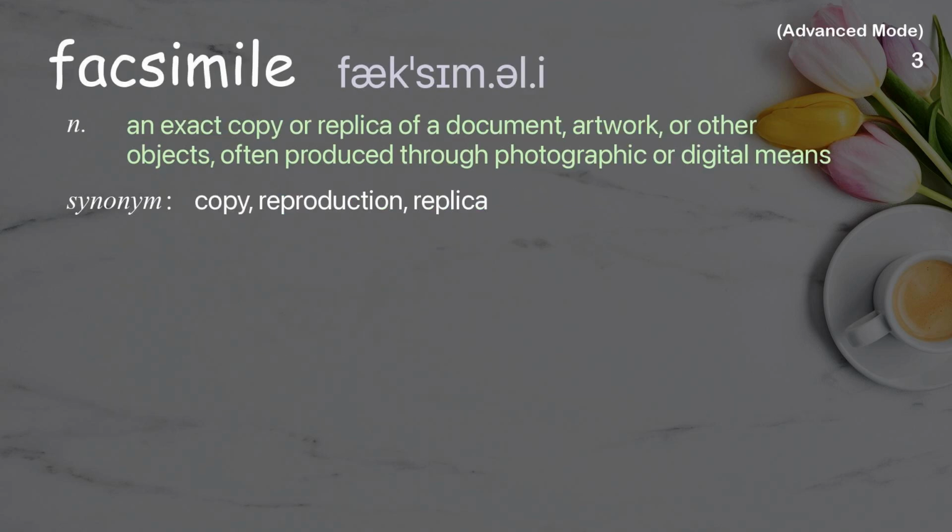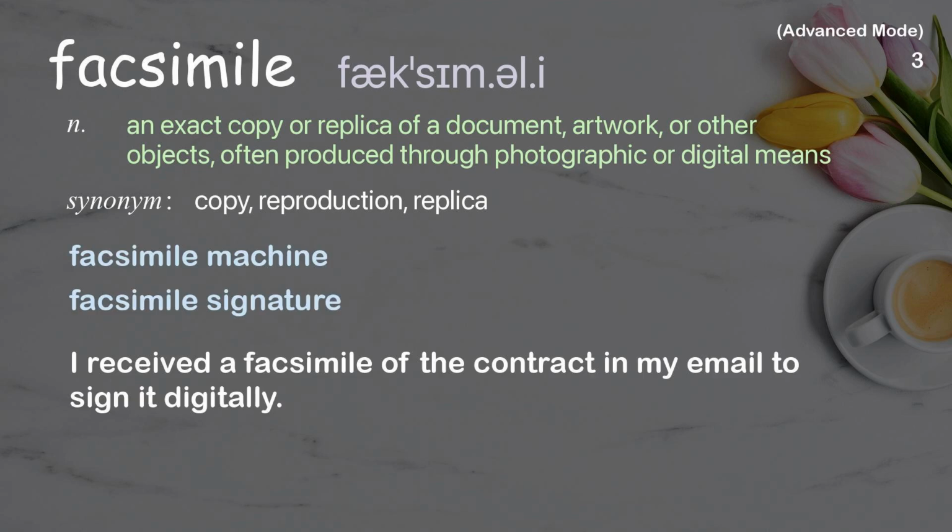Facsimile. An exact copy or replica of a document, artwork, or other objects, often produced through photographic or digital means. Examples: Facsimile machine. Facsimile signature. I received a facsimile of the contract in my email to sign it digitally.